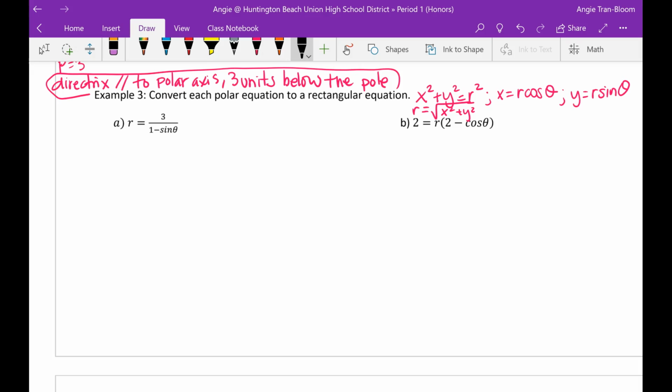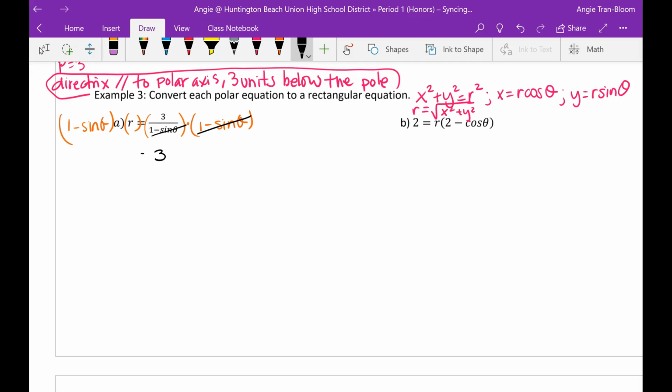First things first, r equals 3 divided by 1 minus sine of theta. What you would need to know is we're going to multiply both sides, you can think of it as cross multiplication, or if you don't like that, you can think of it as multiplying both sides by the denominator. You should get the same answer whether you cross multiply or multiply by the denominator. So if that's the case, this fraction is gone.